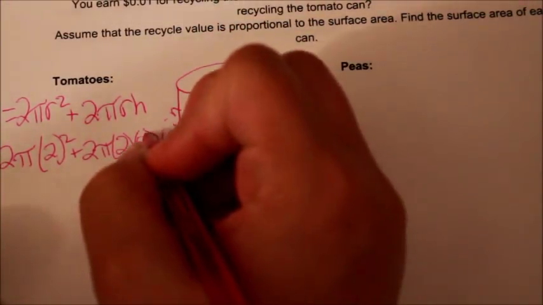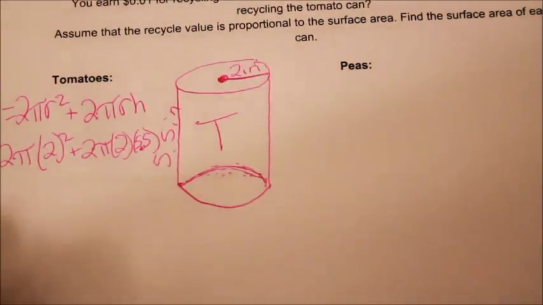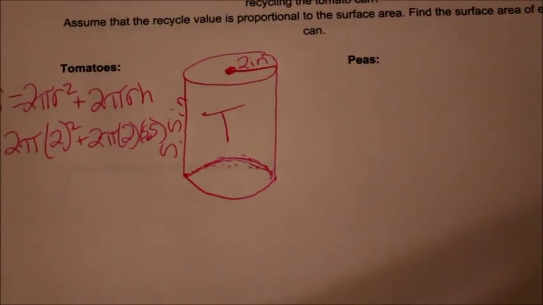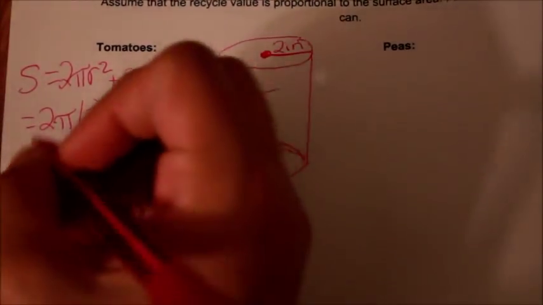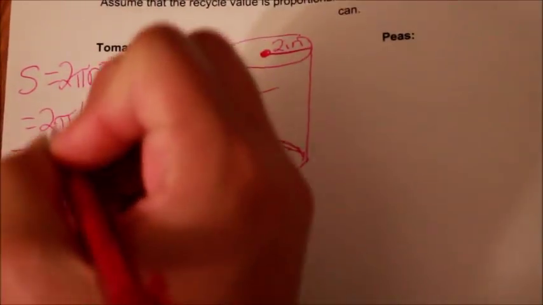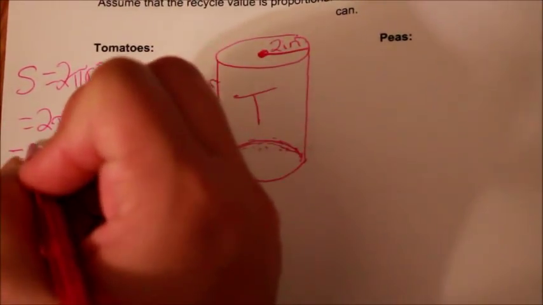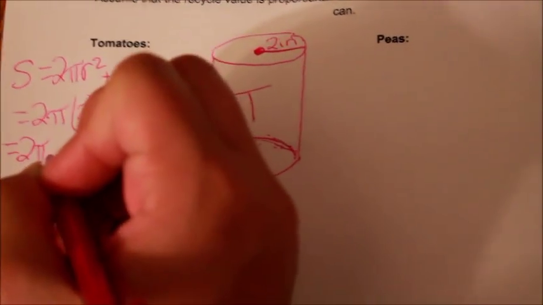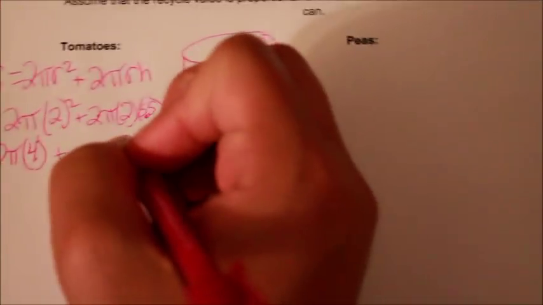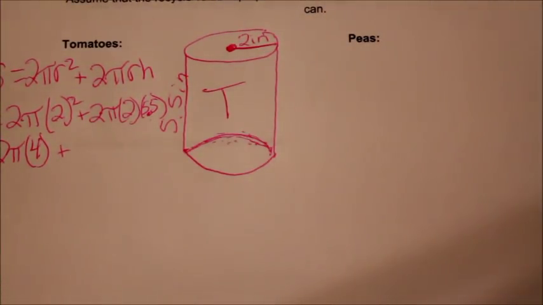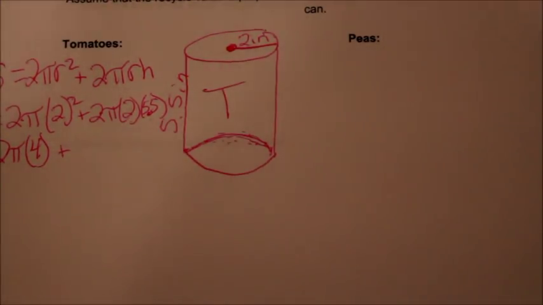5.5. I'm sorry, mine is super squeezed together because I had to draw my can in, but your can is already there. So you should be able to make yours fit. It's going to equal 2 squared is 4, because 2 times 2 is 4, plus 2 times 5.5. I'm going to give you a moment to figure out what 2 times 5.5 is.